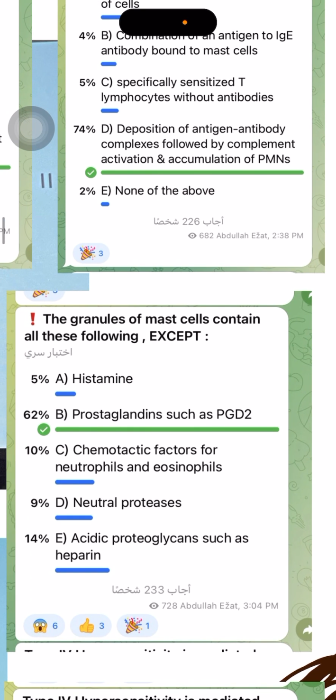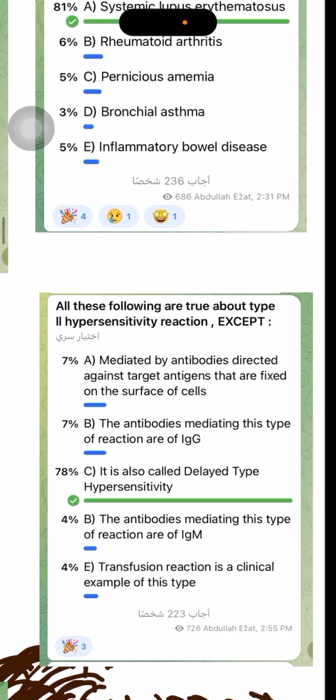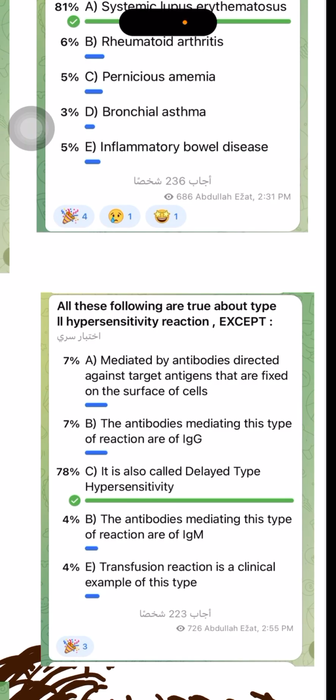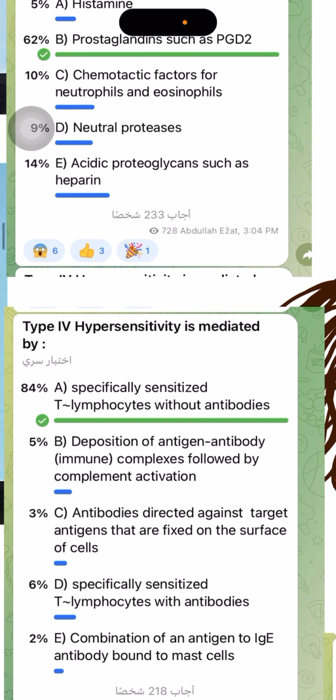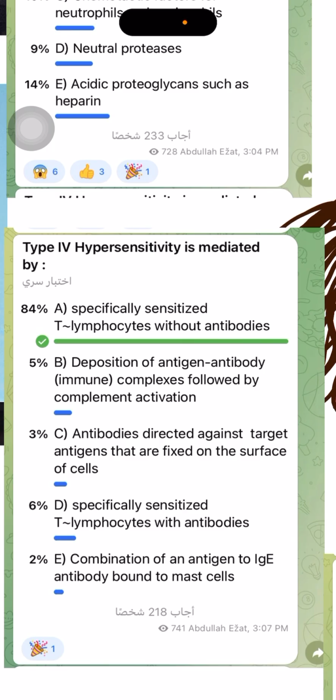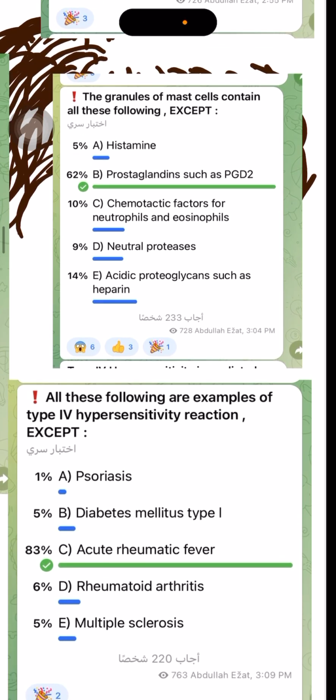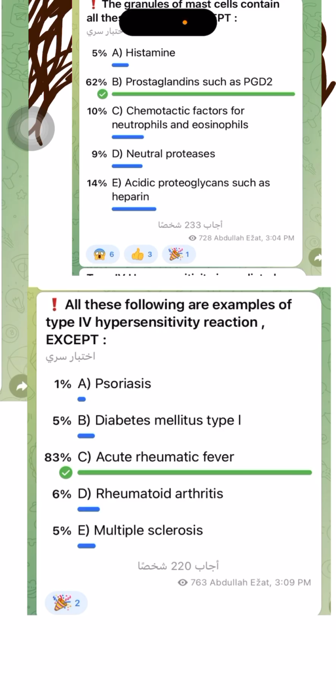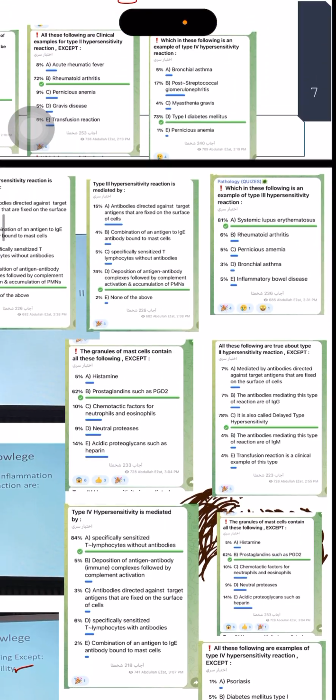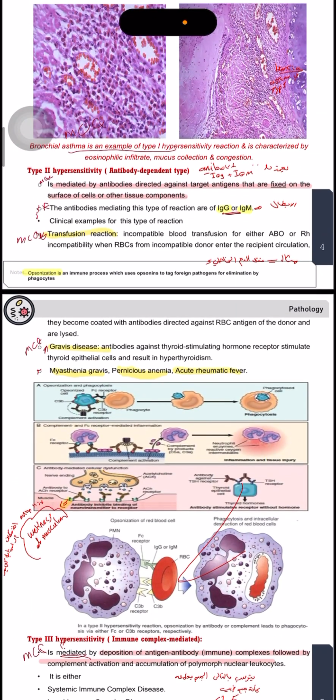Granules of mast cells contain all except prostaglandin, which is not within mast cells. All of the following are true about type 2 except delayed type. Type 4 hypersensitivity is always related to lymphocytes. All of the following are examples of type 4 except acute rheumatic fever. Acute rheumatic fever is formed by antibody coating the antigen: type 2.